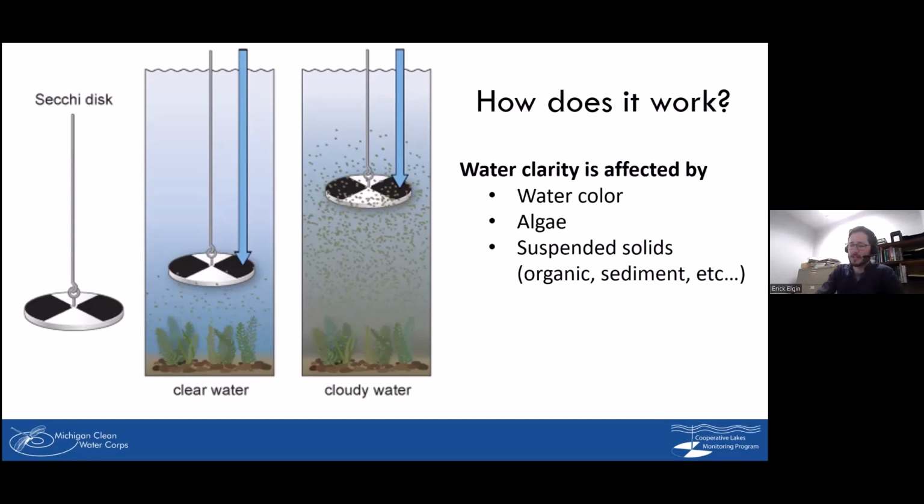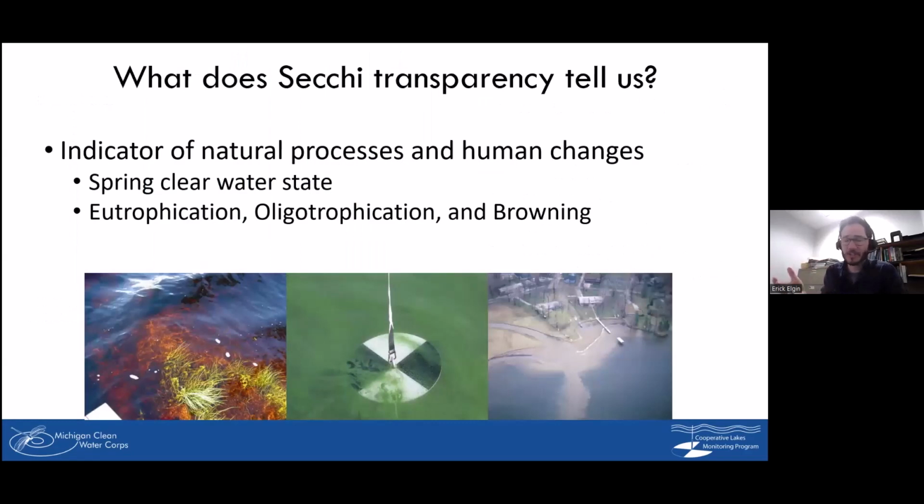And so what does Secchi transparency tell us? As I mentioned, it's kind of like the pulse of your lake. It can be an indicator of natural processes taking place, or it can be from human changes. For example, if zebra mussels had invaded your lake and exploded in population, your lake would become more clear and the Secchi disk would pick that up. If lots of nutrients like phosphorus were entering your lake and creating algae blooms, your water clarity would go down and it could pick that up.